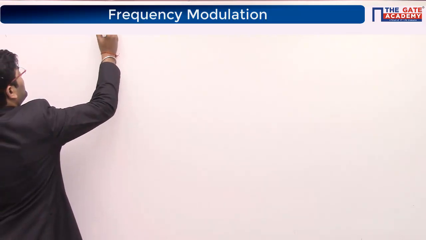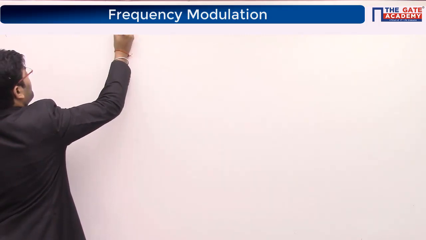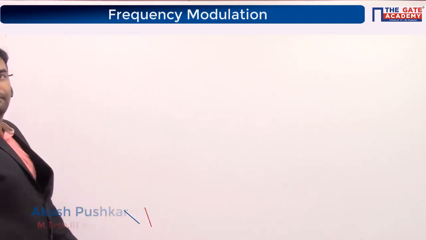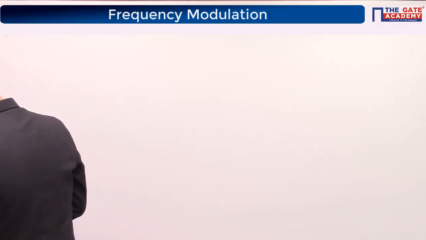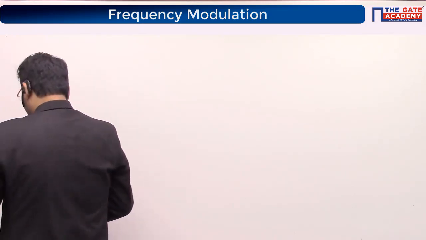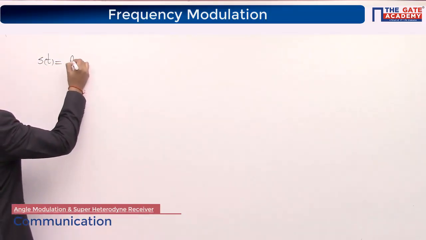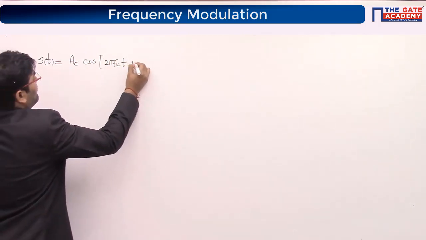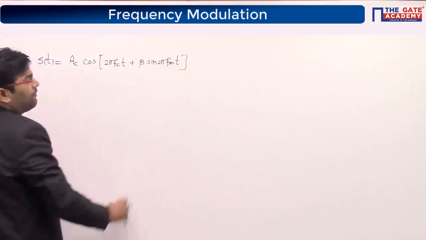Now in this angle modulation, we are going to do wide band FM. Wide band FM. So if you recall, I wrote s of t equal to Ac cos 2 pi fc t plus beta sin 2 pi fm t. Okay?